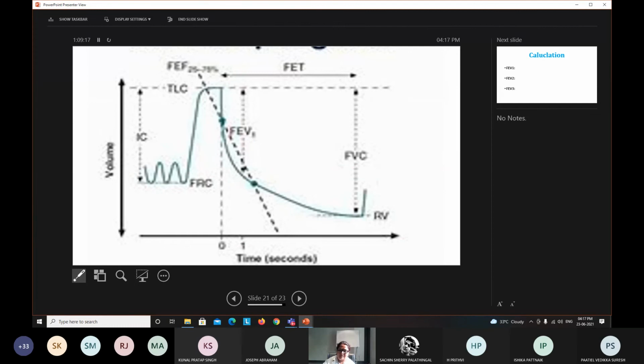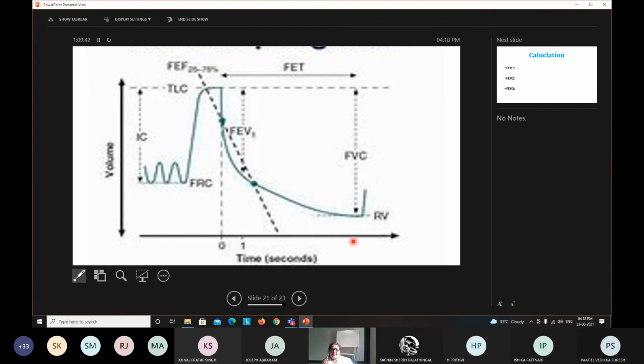There is a formula using that. First, we have to mark this. From this point to this is complete vital capacity. We have to take the fraction of it. So from this point, one parallel line is drawn here, and that will become your FEC.